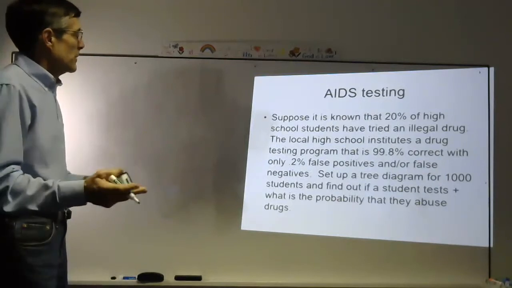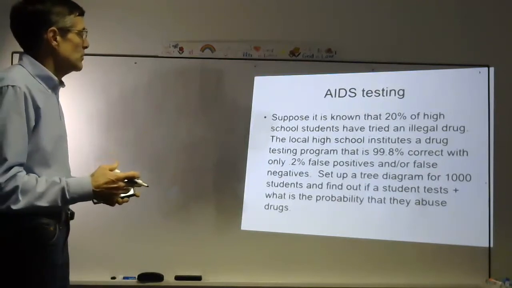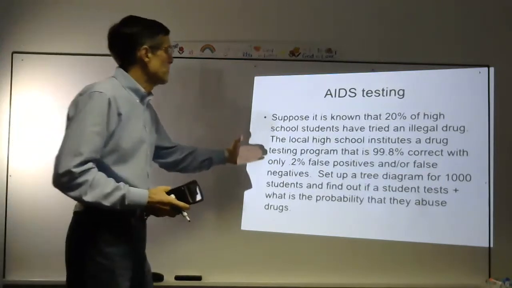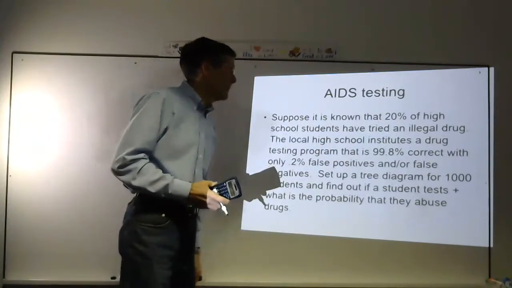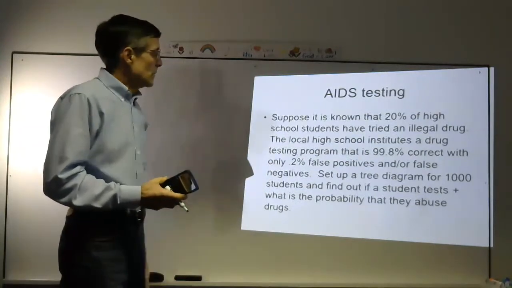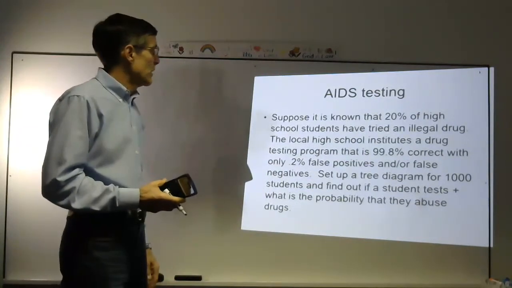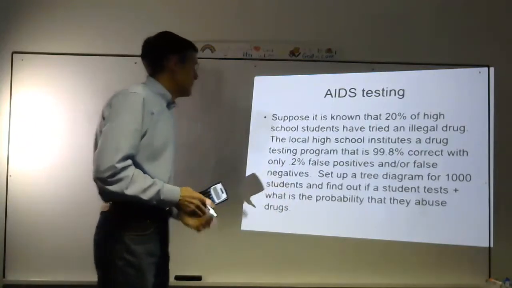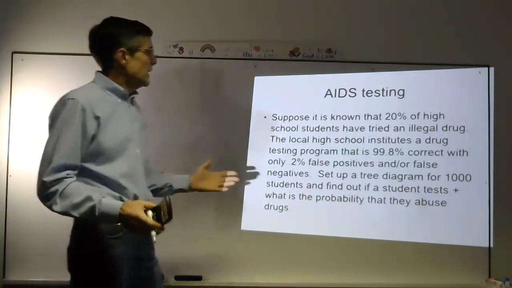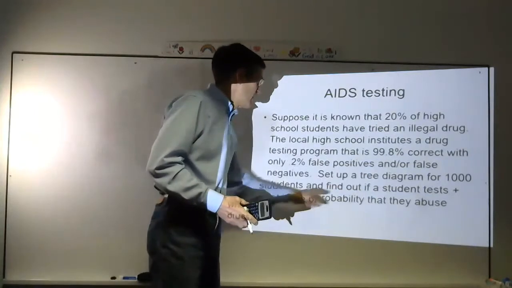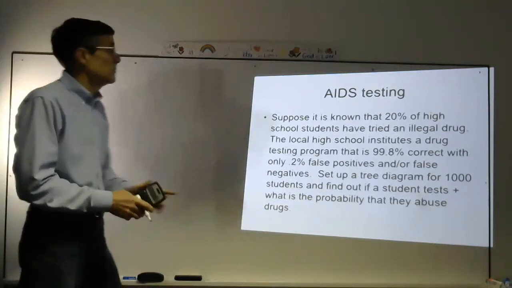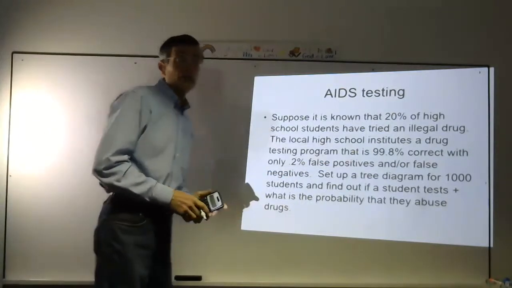Suppose it is known that 20% of high school students have tried an illegal drug. They institute a drug policy that's pretty accurate, 99.8% correct, with only 2.2% false positives or false negatives. Set up a tree diagram for 1,000 students. And we want to find out if a student tests positive, what's the probability that they actually have used drugs? Okay, you would think it's probably pretty high with as accurate as that test is.